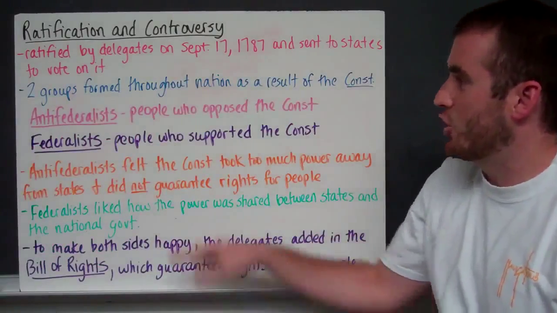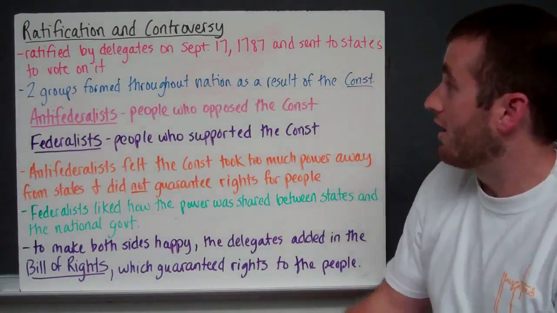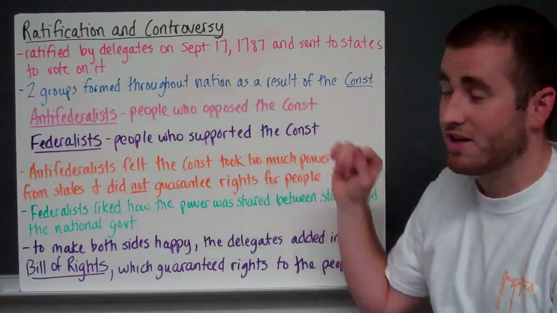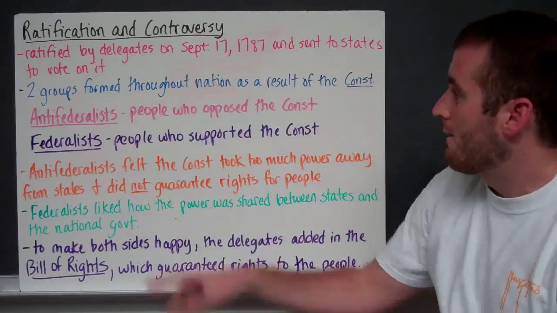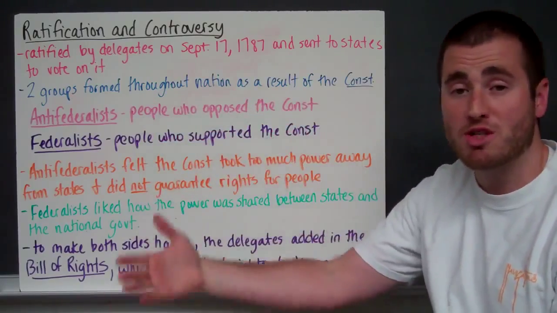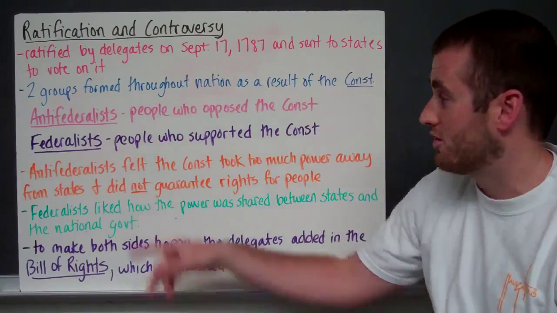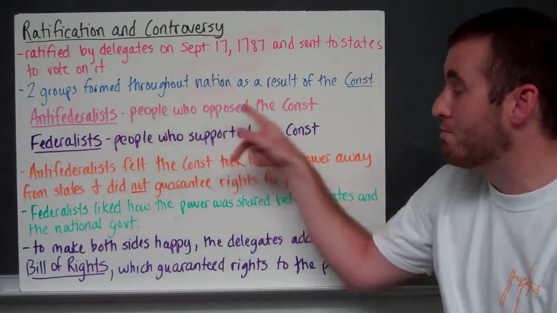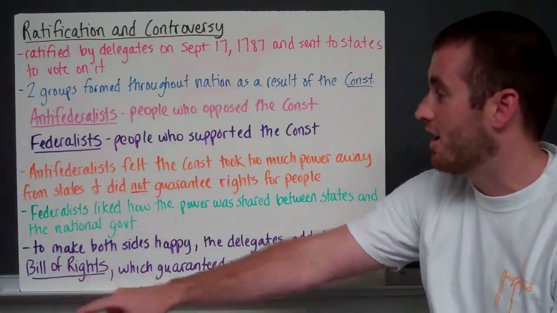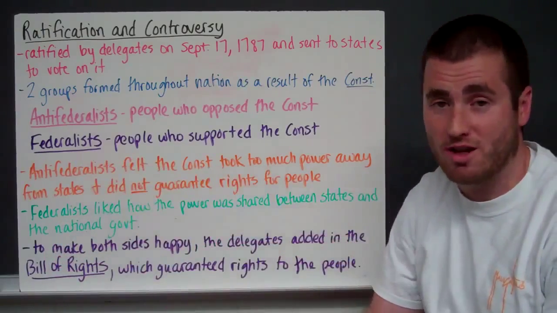Okay, so we've got it all flushed out, all right? Everybody decides to ratify it on September 17th, 1787, and it's sent to the states to vote on it. Two groups formed throughout the nation at this time. You had two groups, one that opposed and one that supported the Constitution. The Anti-Federalists are people who opposed the Constitution. They were afraid that too much power was going to be given to that central government. Federalists are people who supported the Constitution.